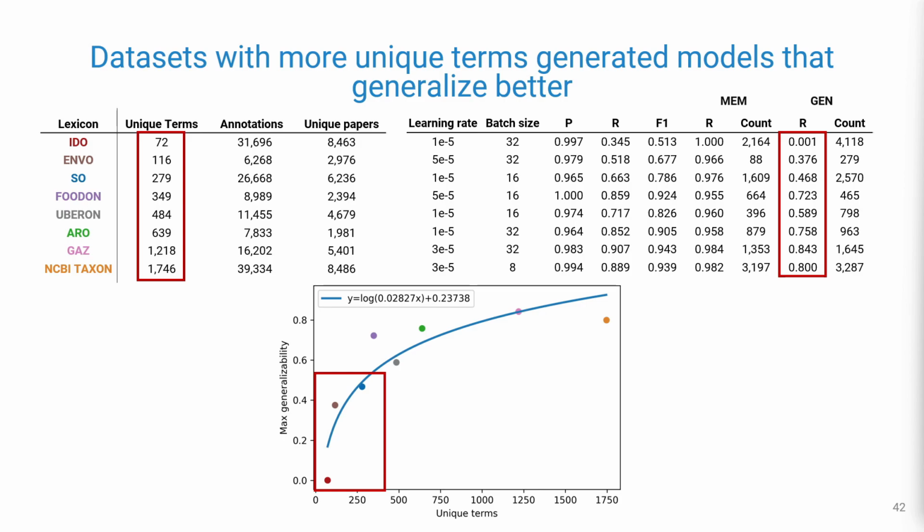This is more important for large ontologies with many terms like NCBI taxon, GAS, and ARO, which have to deal with many synonyms, new terms being added, and misspellings in the text. The better a model can generalize, the better they can handle imperfect training datasets. But lexicons like IDO, ENVO, ESO, and FUDON don't have many terms to begin with, and these terms don't update as much. Thus, memorization alone works well for the most part.